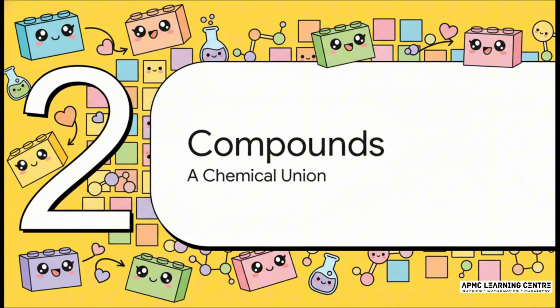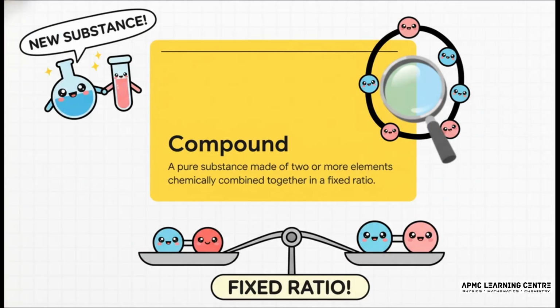So that covers elements. Now, what happens when we take different types of those elemental Lego bricks and chemically snap them together? Well, that's when we enter the world of compounds. The two words you have to burn into your brain for a compound are chemically combined. This isn't just a casual mix-up; a real chemical reaction has happened here. New bonds have formed, creating a totally new substance. And on top of that, this combination always happens in a fixed ratio. That's a huge defining feature.